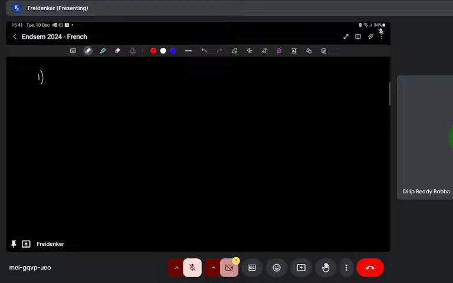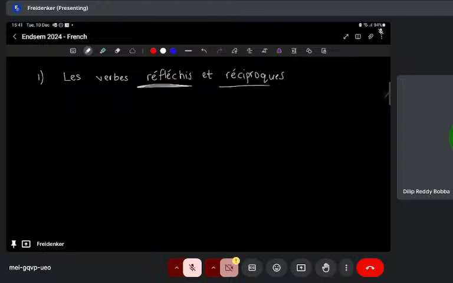So fine, first topic: les verbes réfléchis et réciproques. Basically, you have two kinds of verbs. One is reflexive, and the other is reciprocal verbs. They look the same. If you understand the concept, then you'll be able to differentiate which one is réfléchi, which one is réciproque.